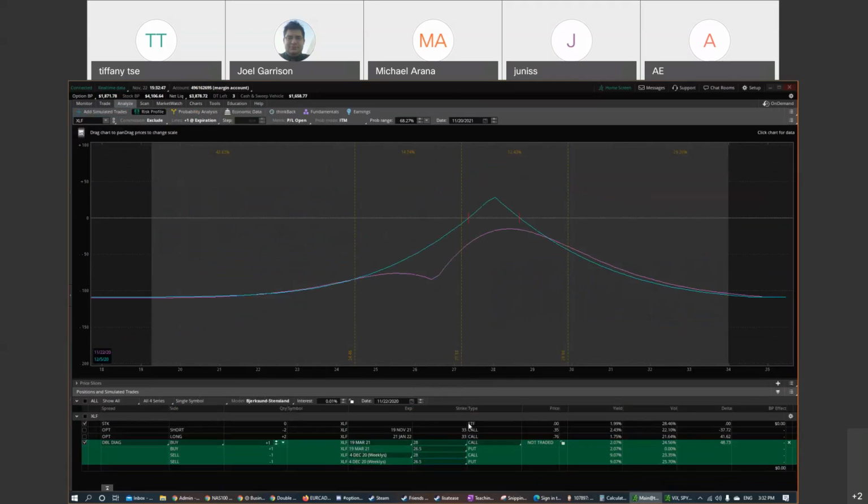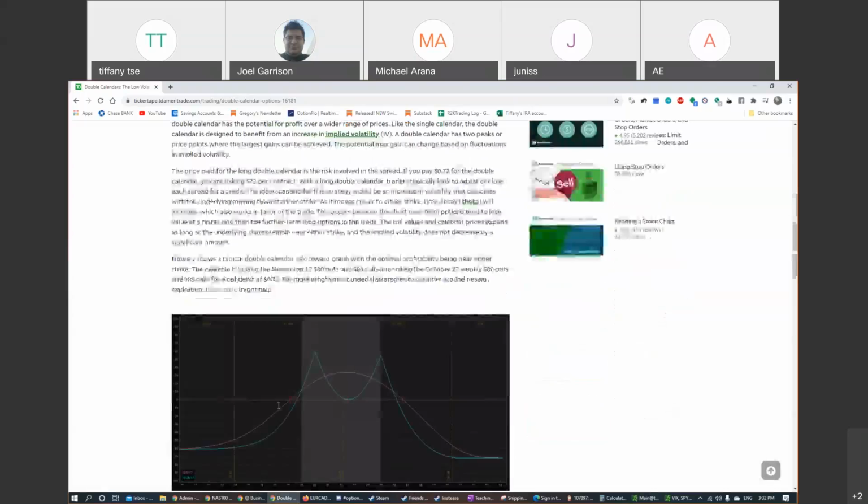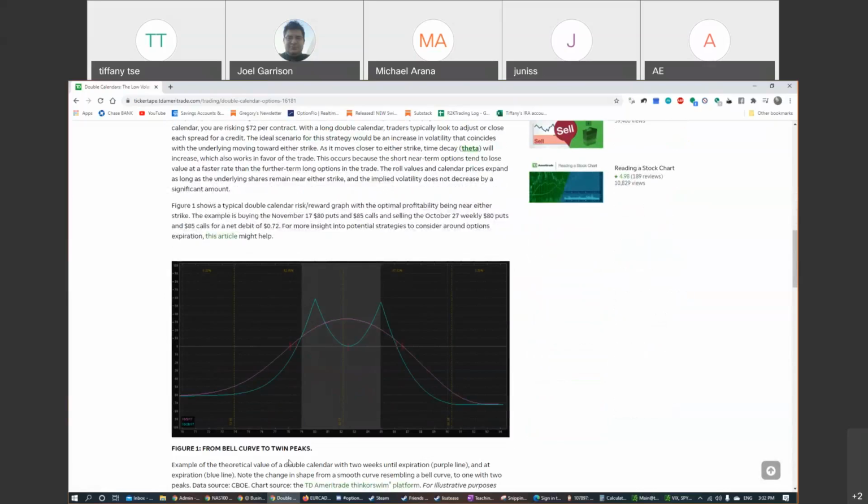And it looks skewed. It doesn't look like cat ears, but it should look like cat ears. See, this is what TD shows you. It should look like cat ears.